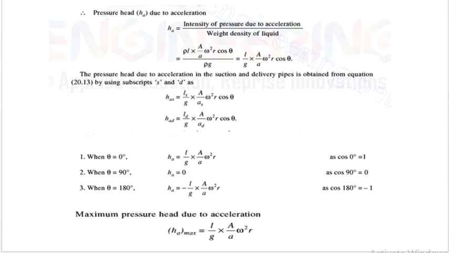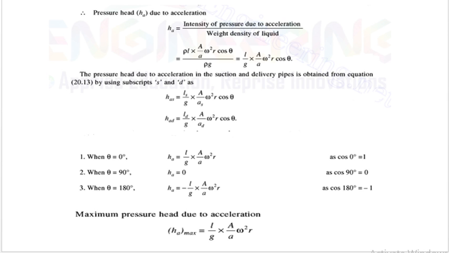So we had calculated intensity of pressure. Now if we have value of pressure, we can easily calculate pressure head. Pressure head due to the acceleration is the intensity of pressure due to acceleration divided by weight density of the liquid. You all know that if we have calculated any pressure head, we need to divide the value of pressure by its weight density, that is rho into G.